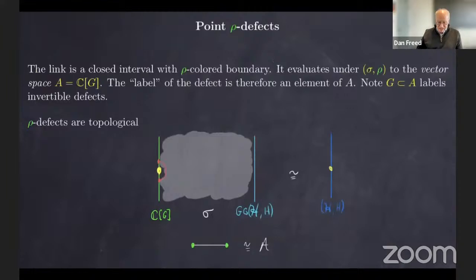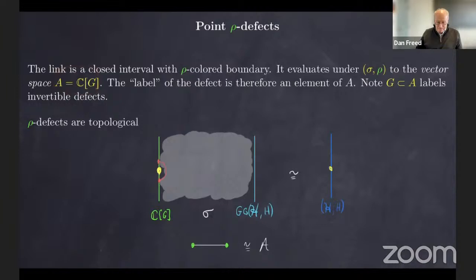Well, one thing we might have is a point defect supported on this other boundary. So again, this is topological, this is the rho. And what do we do? Well, we look at its link. Its link now is not a circle, but its link is an interval like this. That's the link inside this geometry. And that's this interval with these two endpoints, the endpoints being this regular boundary theory. And now you evaluate this in the theory sigma rho. And what you get is the vector space A. So you get the vector space underlying this group algebra.